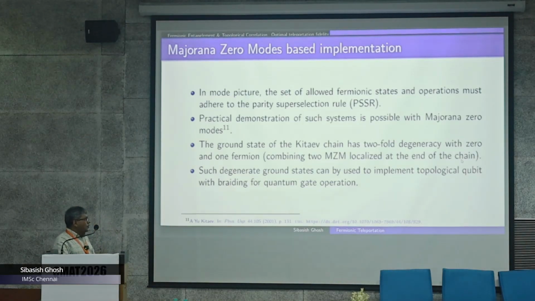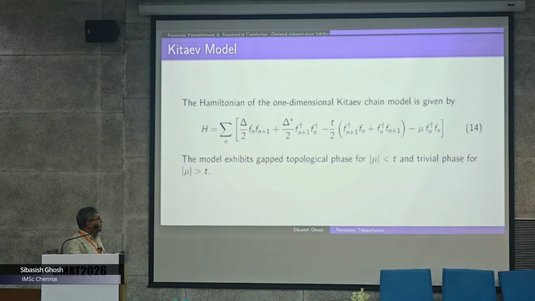Okay. So Kitaev, in this paper, came up with this Kitaev chain, and this Kitaev chain has a twofold degeneracy with these 0 and 1 fermion states in the ground state. If you look at the two boundary modes, these are the two Majorana zero modes localized at the ends of the chain. Such degenerate ground states can be used to implement a topological qubit with braiding as the quantum gate operation. For the Kitaev chain, this is the Hamiltonian that you can talk about.